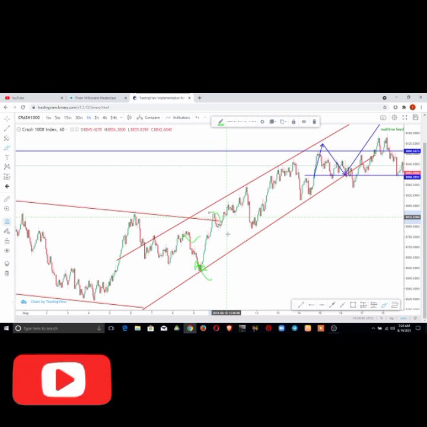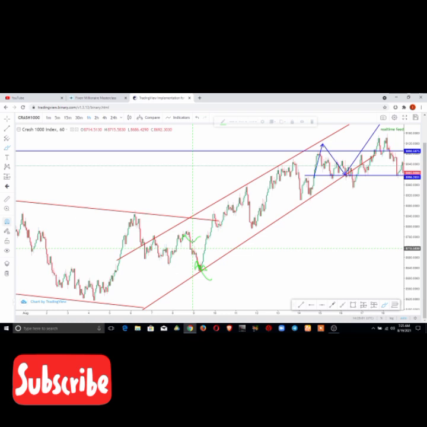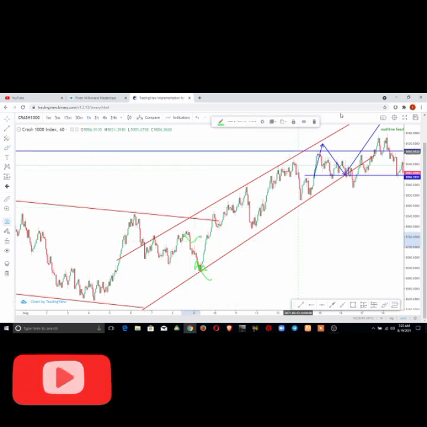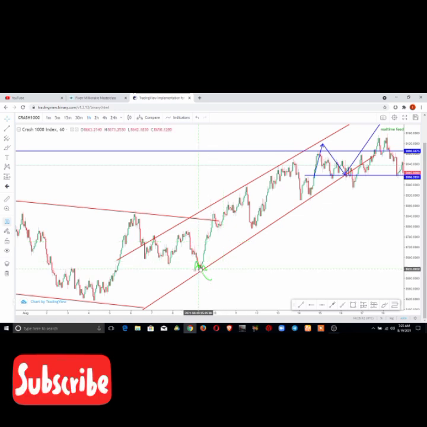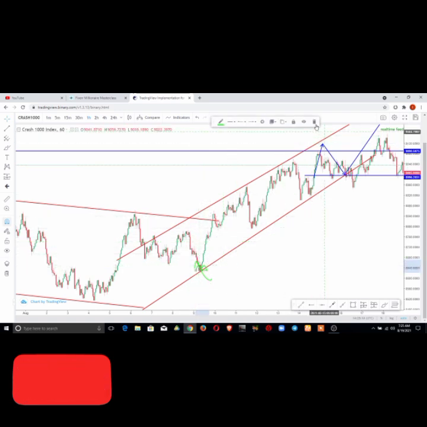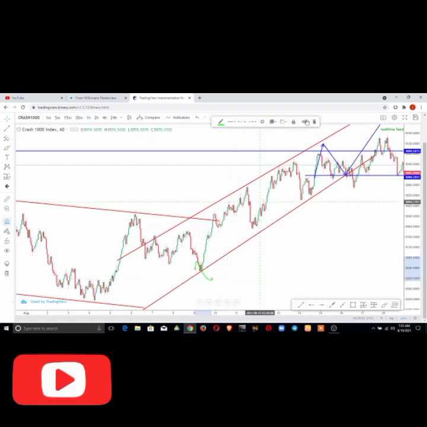Anyway, let me clear all these things. I don't think this is useful. I want to use something that will be very good. Don't worry about this. It's not been long since I started using this TradingView, so I might not be used to it. So just pardon me.